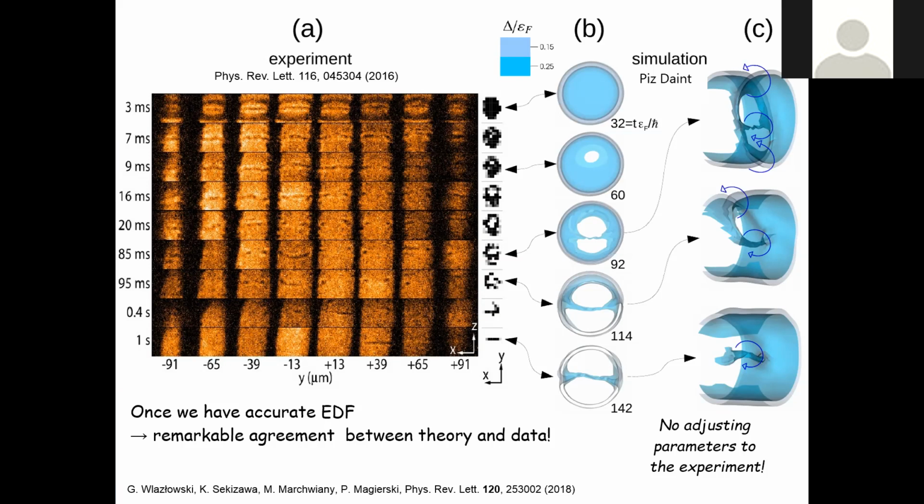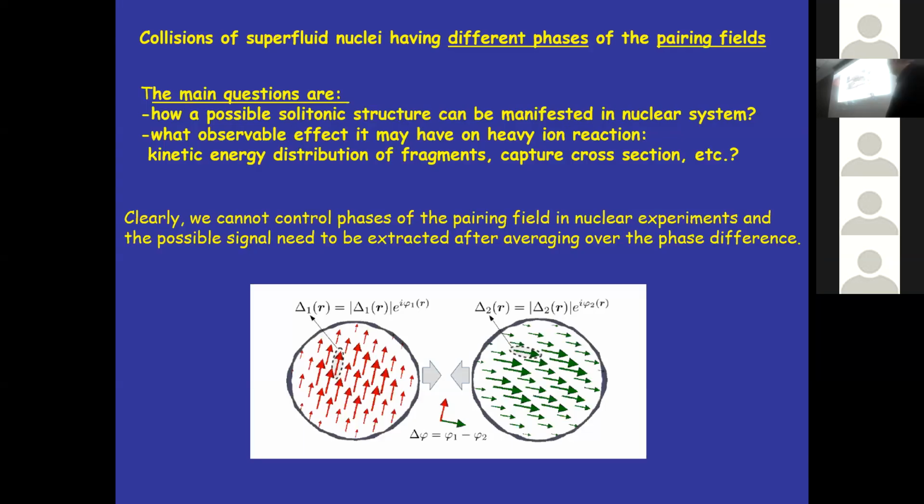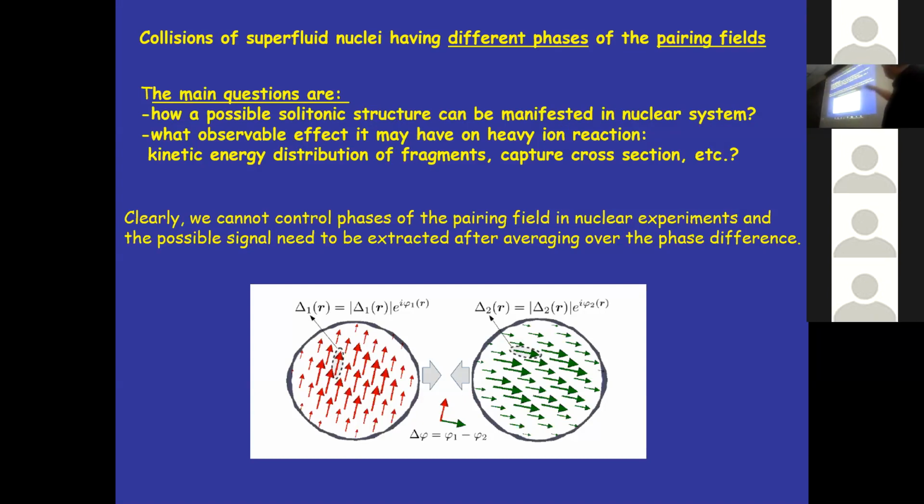So when you collide two heavy nuclei and you change the phase of the pairing field of one projectile, what is going to happen? Okay, so I will skip this transparency. We are colliding two superfluid nuclei with different phases, schematically shown here. And of course, there is a different question in that context that we would like to ask: how can this solitonic structure be manifested here, and what is the impact of this on the observable quantities?